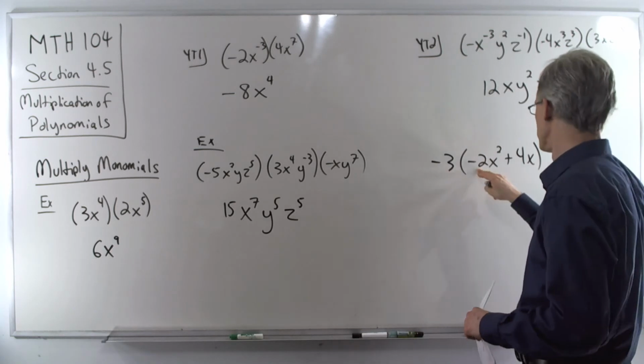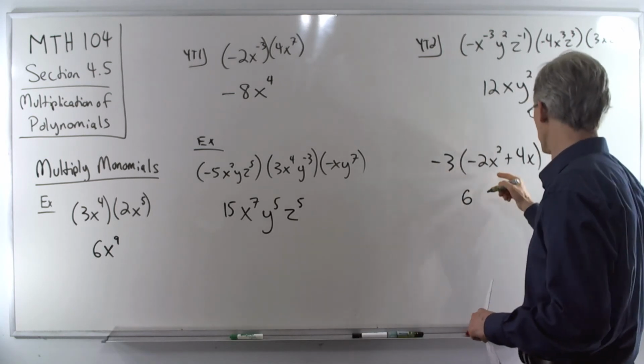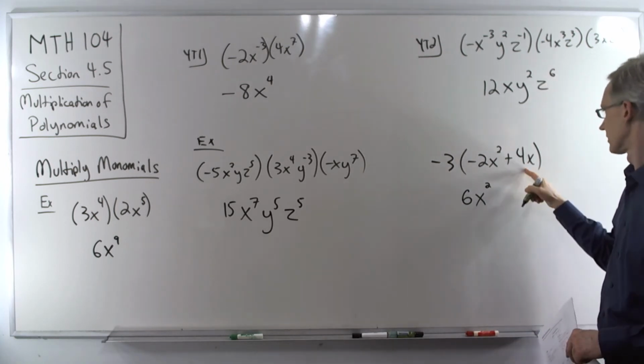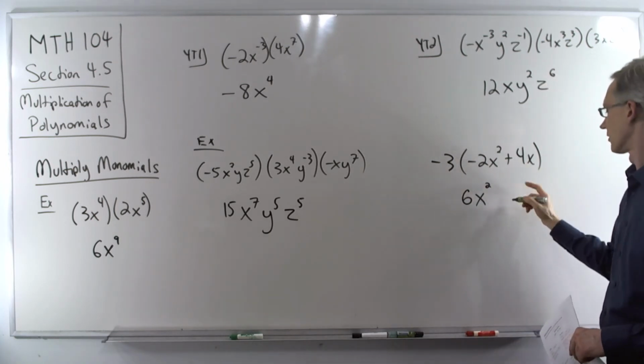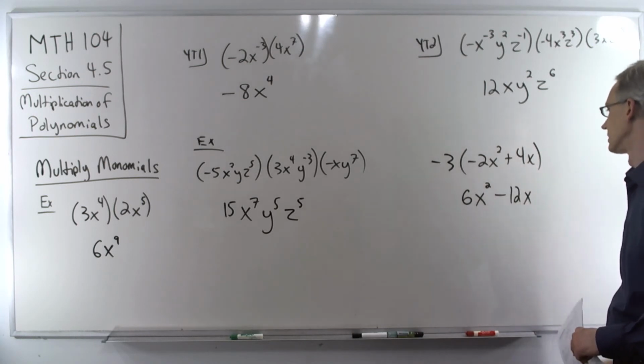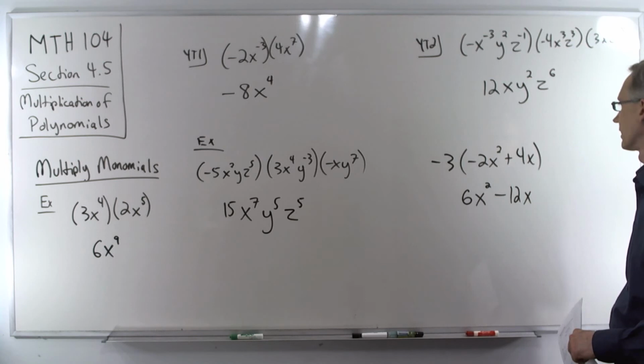All right, negative 3 times negative 2 is positive 6. Then we keep the variable part, x squared. All right, now we'll do the second term. Negative 3 times negative 4, or negative 3 times positive 4 is negative 12. And then keep the x. So we get 6x squared minus 12x.